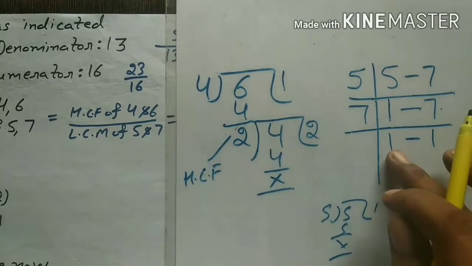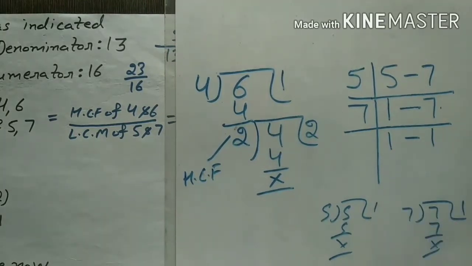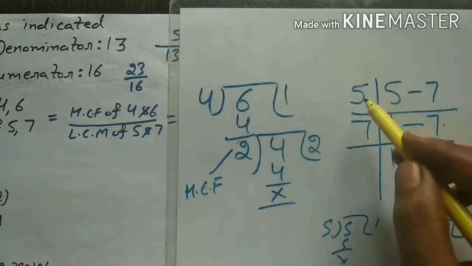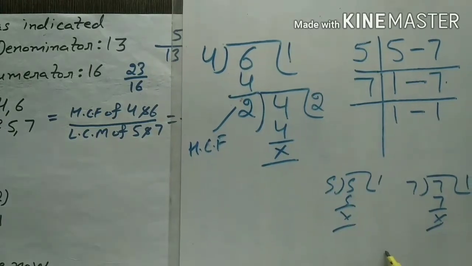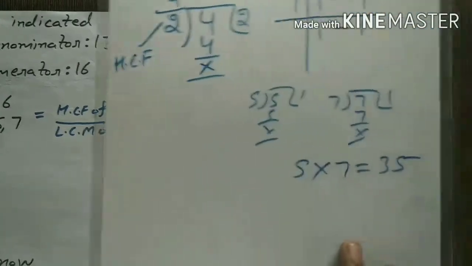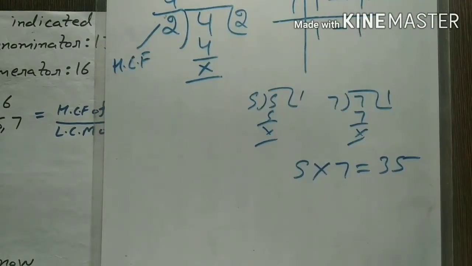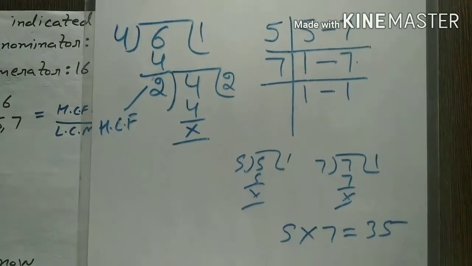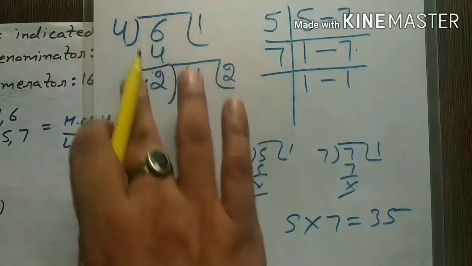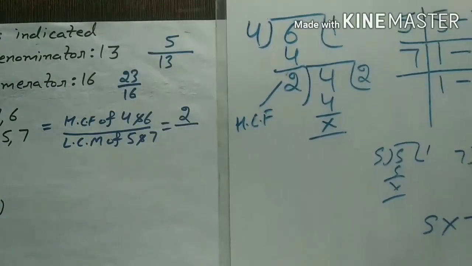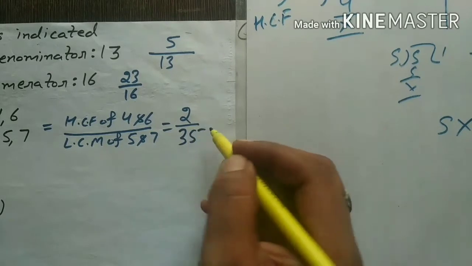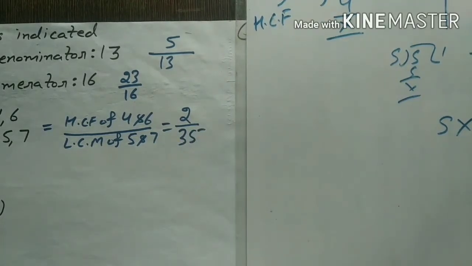Student, you must reach where you get all 1s in the last row. So your LCM will be, now you will multiply this 5 and 7 on the left hand side. Now LCM will be 5 multiplied by 7, that is 35. So student, in this way you can find LCM and HCF. The LCM of 5 and 7 is 35 and the HCF of 4 and 6 is 2. So now the turn is of LCM. What is the LCM of 5 and 7 we have found? That is 35. In this way we have written this fraction.